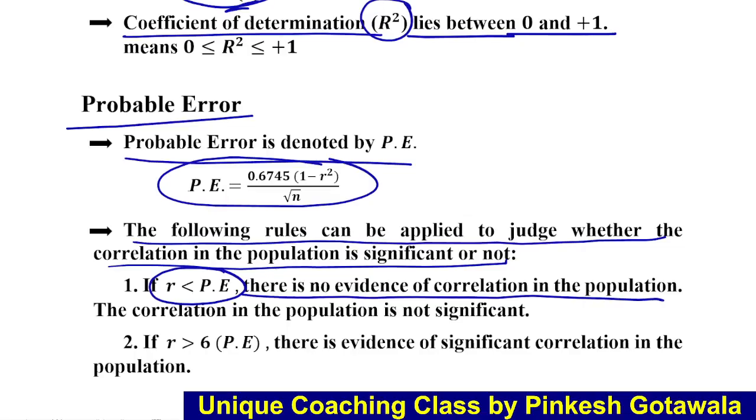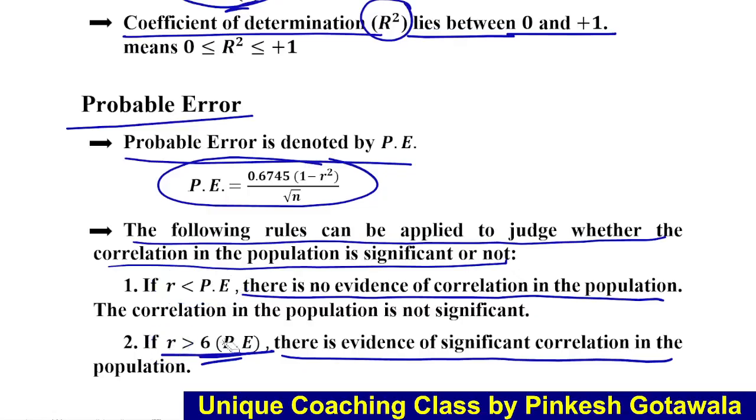Okay, if the r value is less than P, it means that there is no relation between them. And if r is greater than 6 PE, it means there is evidence of significant correlation in the population. Both have a proper, better relation, a correlation. If r is greater than 6 P.